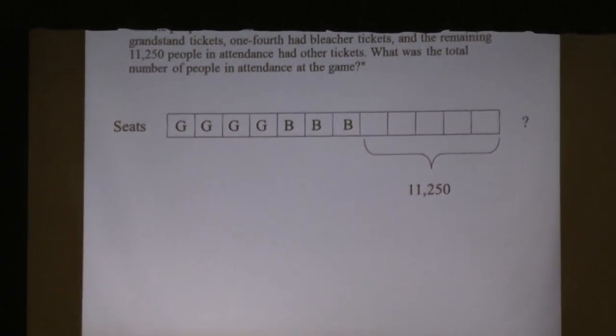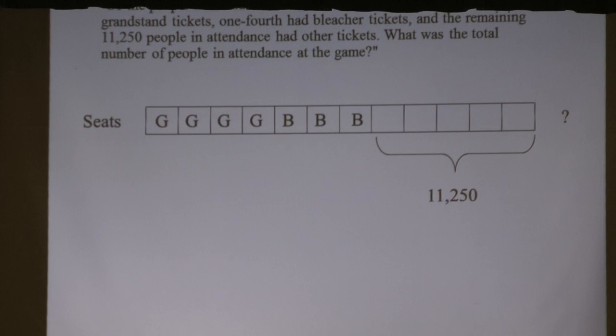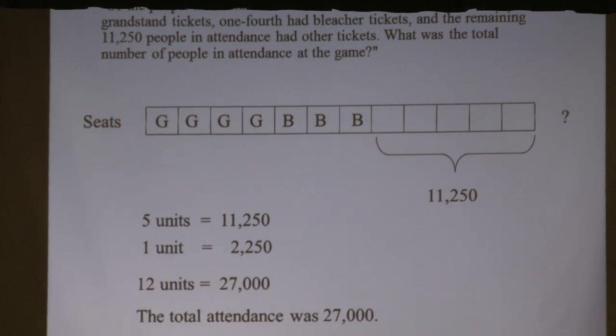So now I've got 5 units is the 11,250. Remember, we know a cool way to divide by 5? We double both sides and then we divide by 10. So I can get 1 unit. I'm not really fast on multiplying by 12, so I'm just going to tell you the answer. And so now I know the number of people at the game.